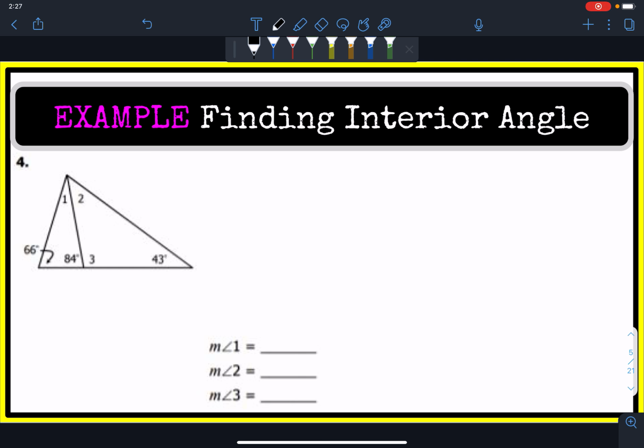So let's look at example number 4. On this example, we have this big triangle, and by splitting it into two parts, by starting at a vertex and drawing a line to the opposite edge, we end up creating two triangles. We end up with this yellow triangle here and this orange triangle over here.